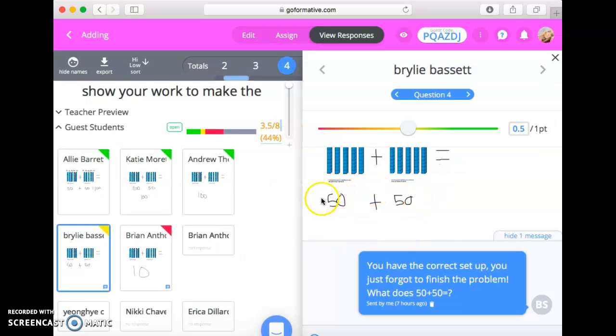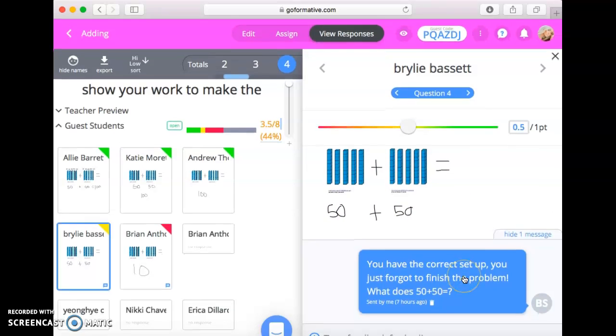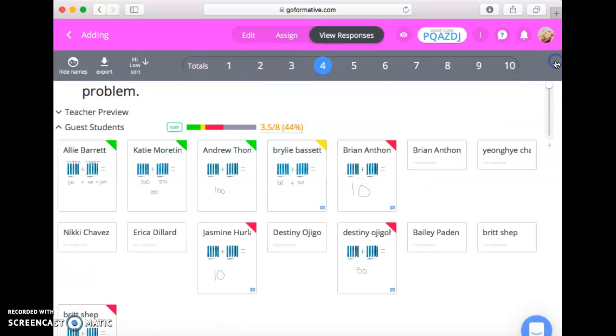And see, it looks like she put the right setup, but she did not give me the answer, which the answer is what I'm looking for. So I told her that is why she got partial credit.